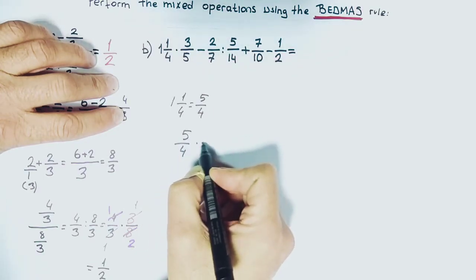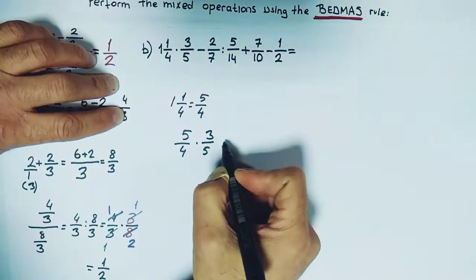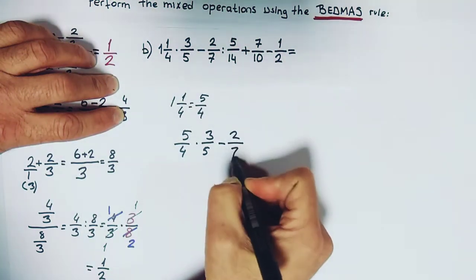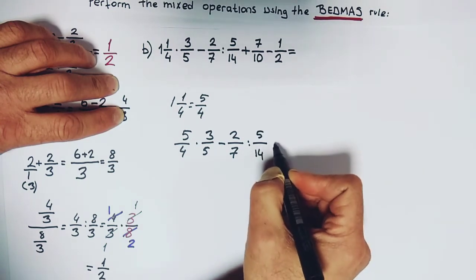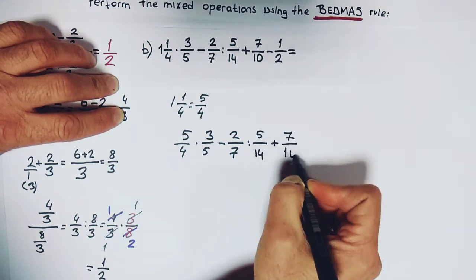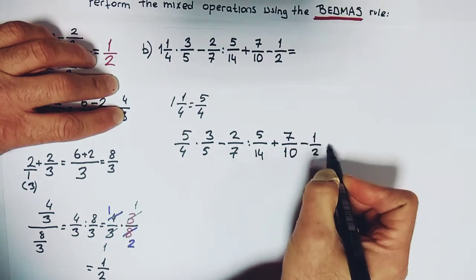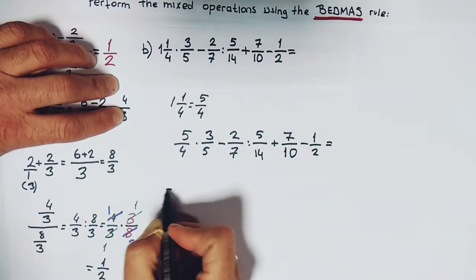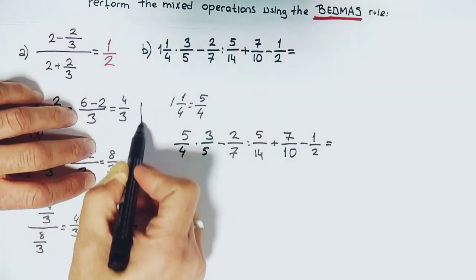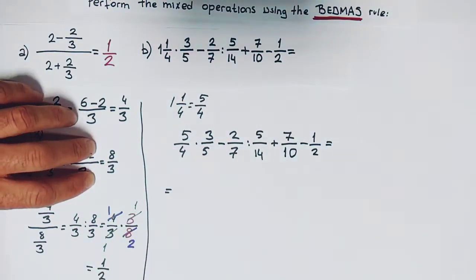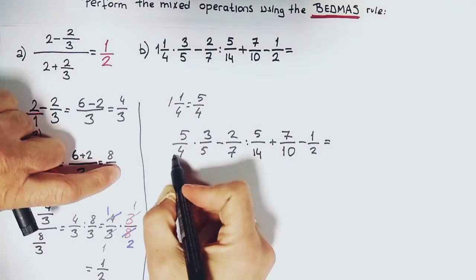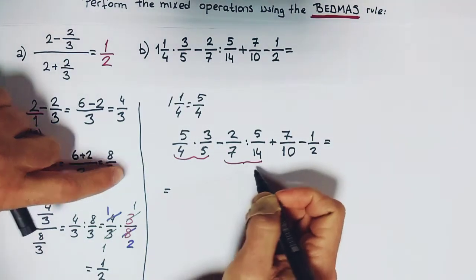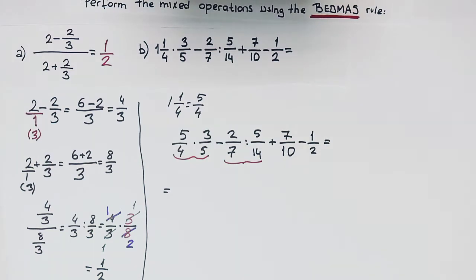5 over 4 times 3 over 5 minus 2 over 7 divided by 5 over 13 plus 7 over 10 and minus 1 over 2. Let's do this. Here we have multiplication and here we have division. So we give priority to these operations.